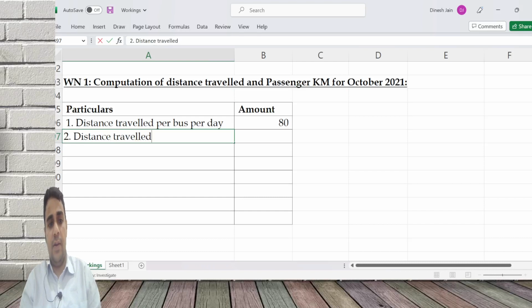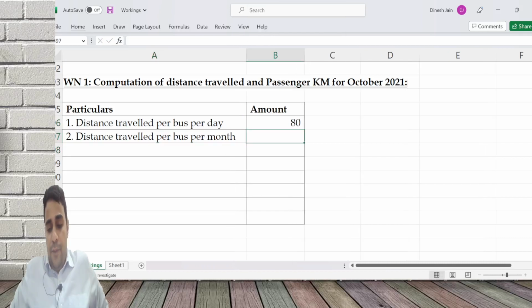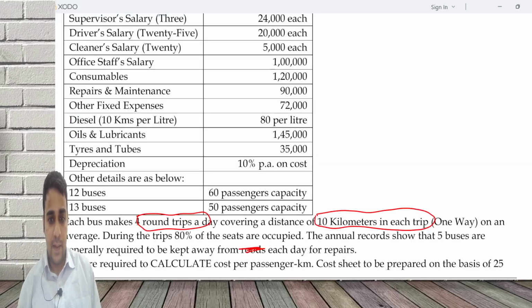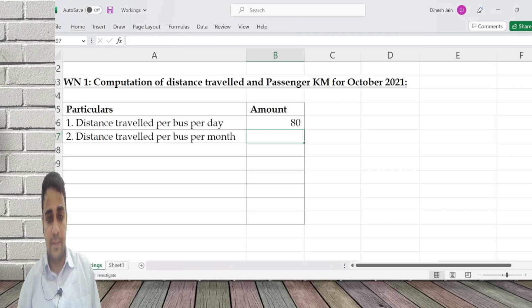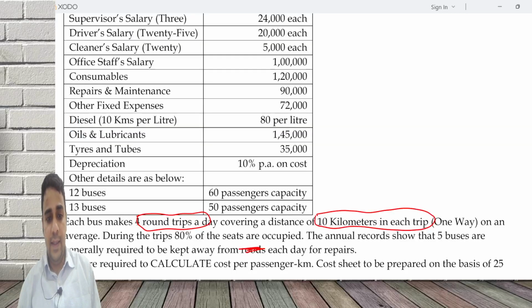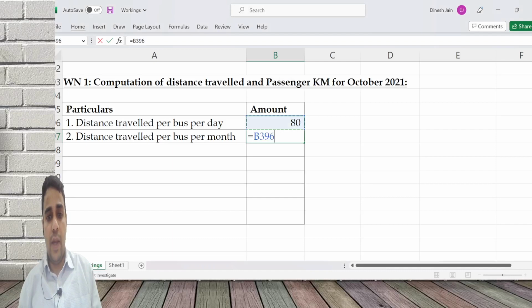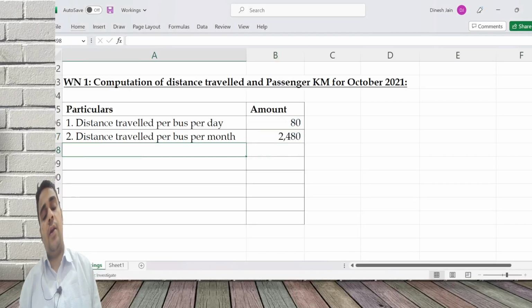Distance traveled per bus per month. Why we need distance traveled is to calculate the fuel cost. Per bus per month, 80 into October, we are doing, so 31 days. October has 31 days. Some questions can tell us to take 30 days also, or they can give some other period, operating days.